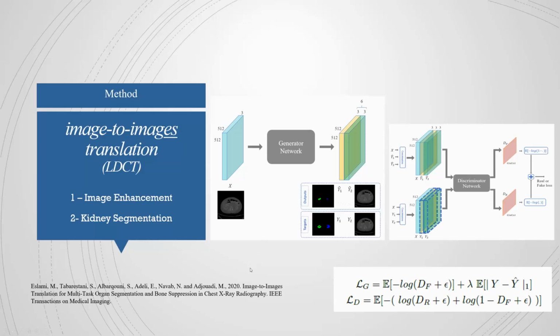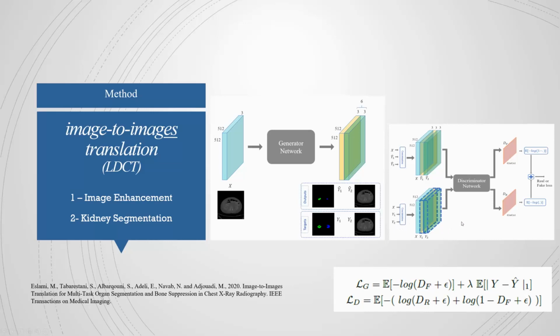This algorithm falls into supervised deep learning methods, meaning that the labels, including the segmentation mask and normal dose CT slices, are provided to the system. The discriminator network produces two output matrices, D of R and D of F, corresponding to the real and fake input tensors. The fake input tensor is a concatenation of input and output images, and the real input tensor is the concatenation of input and target images.